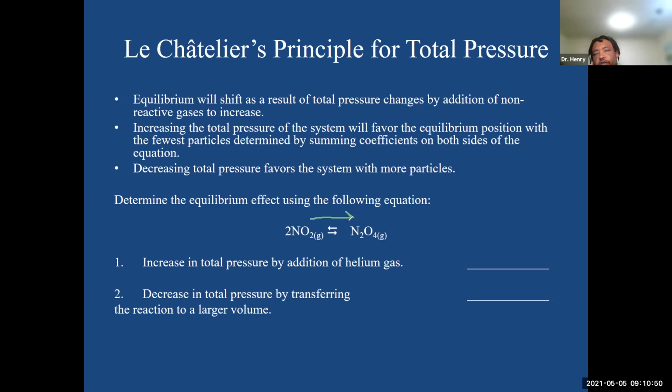So it's going to be shifting towards the right. Because if you're increasing the pressure, you're going to go to the one that has the fewest particles. And if you're decreasing the pressure, you're going to go to the one that has the most. You're still going left. So this one will be to the right, and this guy would be to the left. Okay, makes sense?